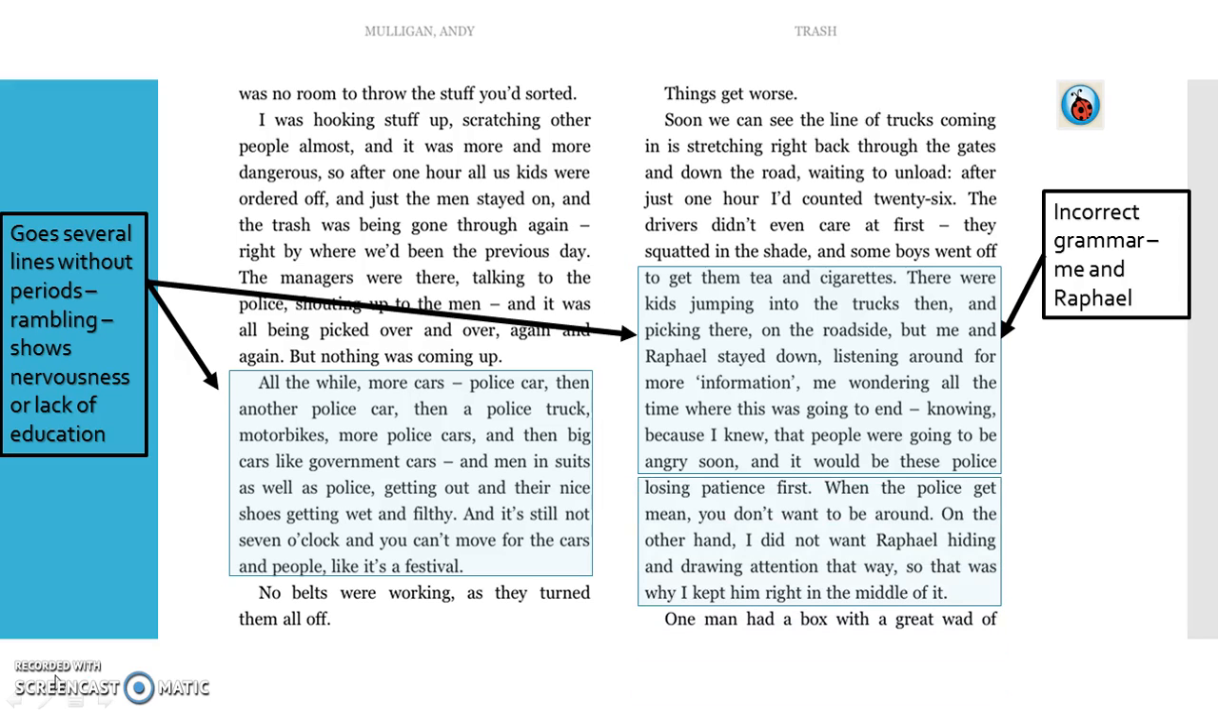Another example down at the bottom. When the police get mean, you don't want to be around. On the other hand, I did not want Raphael hiding and drawing attention that way, so that was why I kept him right in the middle of it. Okay, seriousness kind of behind here.